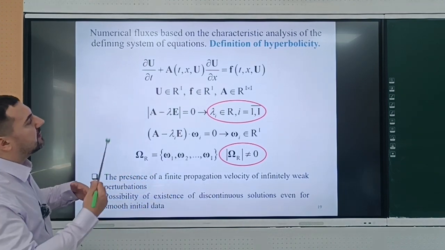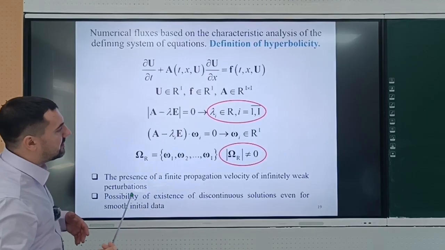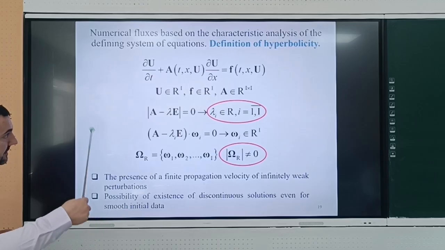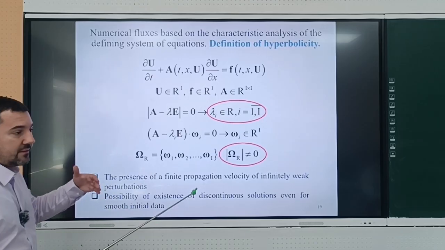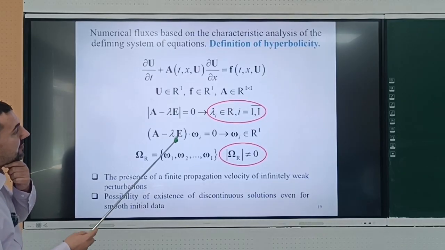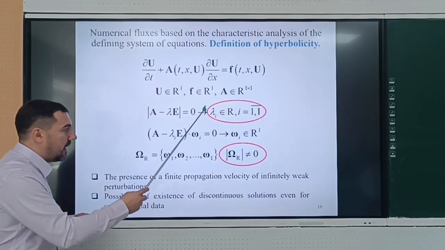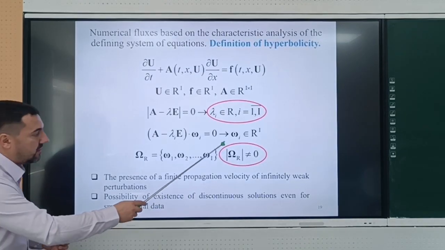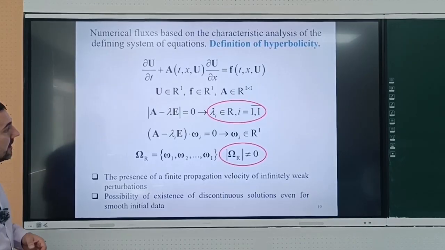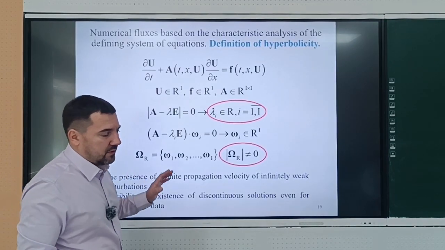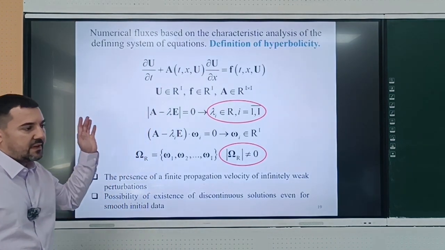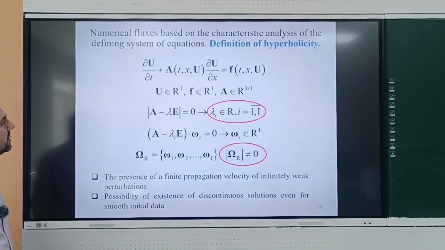So in the case of a nonlinear system, the system has such properties if it's hyperbolic, and it's hyperbolic if all eigenvalues are real, and so this determinant is not zero. There are a lot of different hyperbolic models. We're interested in gas dynamics, but actually there exist other hyperbolic models.